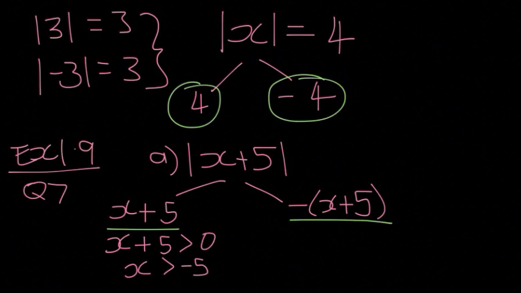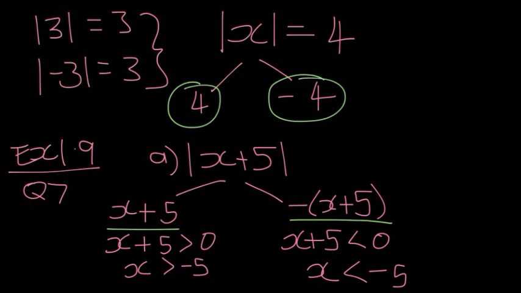For this second expression, we're saying that x plus 5 is actually less than 0 because it's a negative value. That means x plus 5 is less than 0. It's got a negative value, and that would mean x is less than minus 5. When we find the absolute value of an expression like this, there's two possibilities. Number 1 possibility and number 2 possibility.